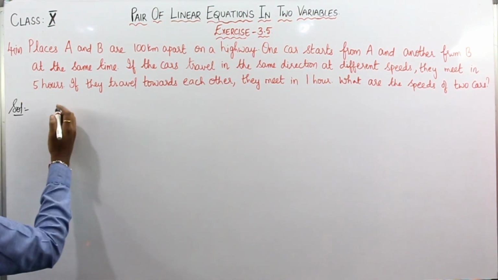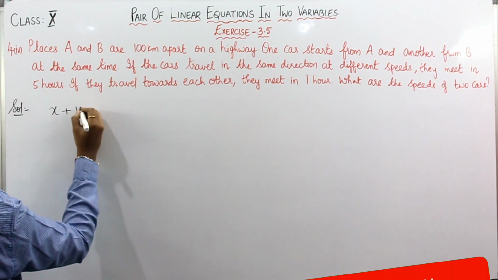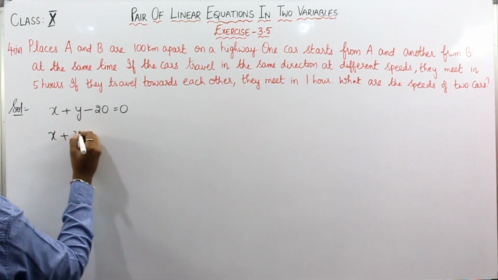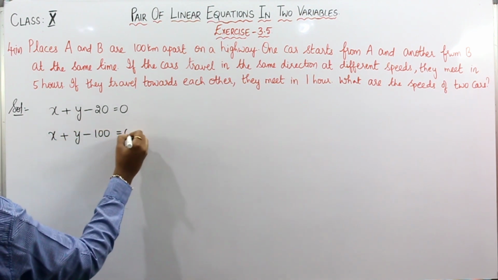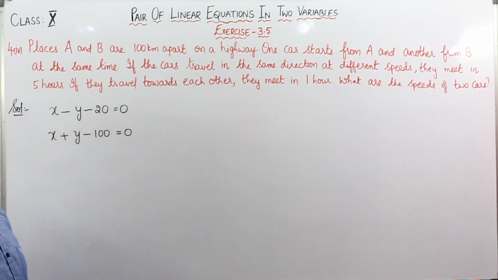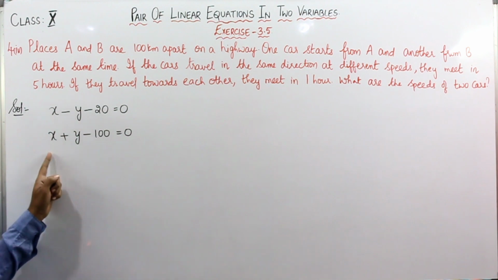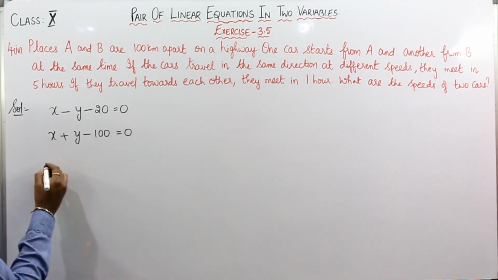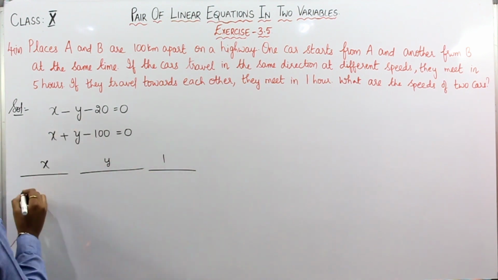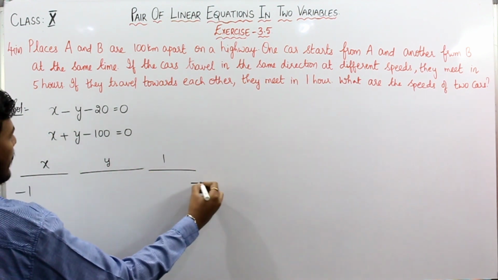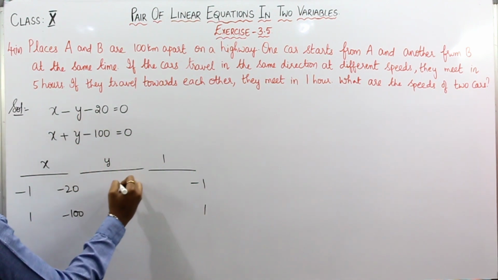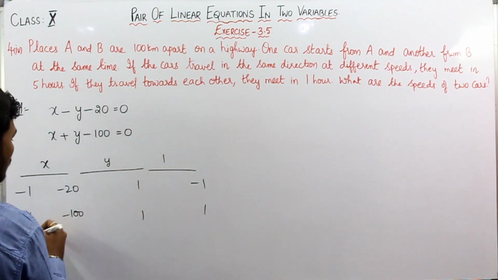Now, the equations are x plus y minus 20 is equal to 0, and the second one is x plus y minus 100 is equal to 0. I think this is x minus y. Okay, x minus y minus 20 is equal to 0, x plus y minus 100 is equal to 0. So now x by y by 1 by, so 2 first, that is minus 1, 1, minus 1, 1, 2, 3, minus 20, minus 100, 1, 1, 2, 3, 1, 2.